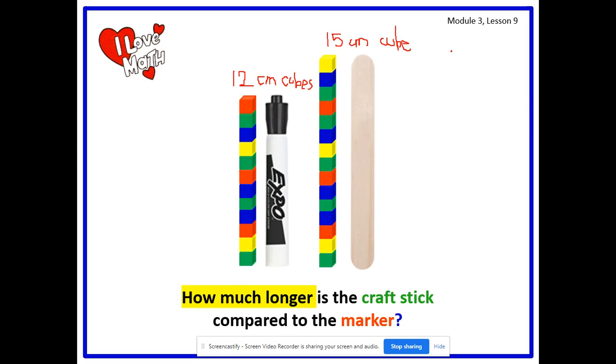Now that we already measured the objects, like our key point said, we're going to do step 2 and compare the length of the objects by using subtraction, which is minus. So it says, how much longer is the craft stick compared to the marker? So when we compare, remember, we use minus, we use subtraction. Since the craft stick is longer, we're going to do 15 minus 12 equals.